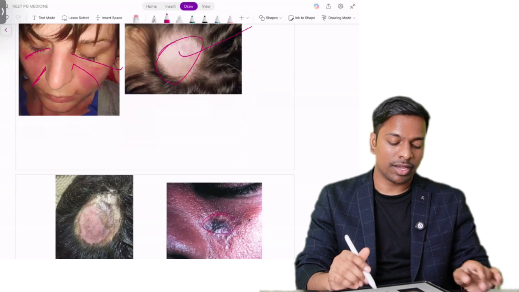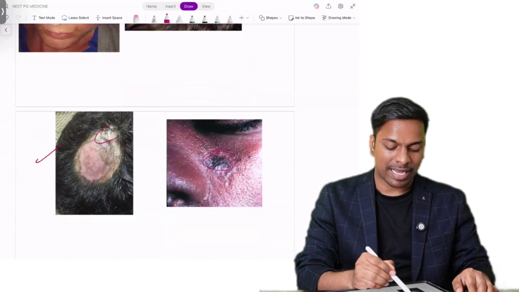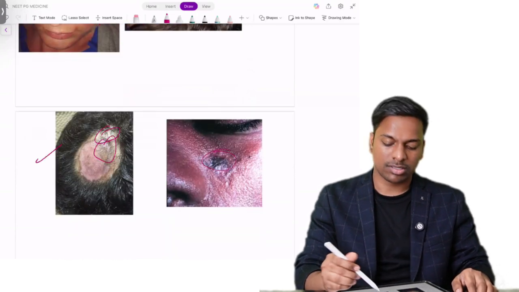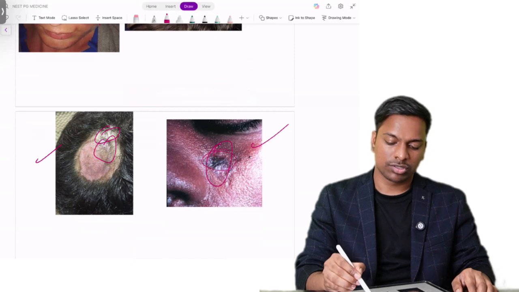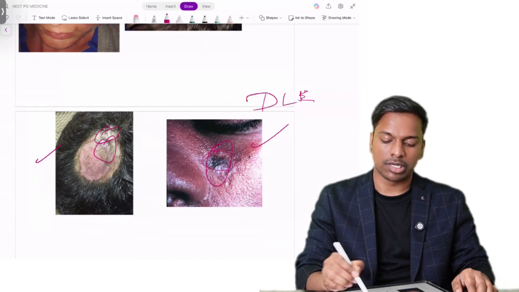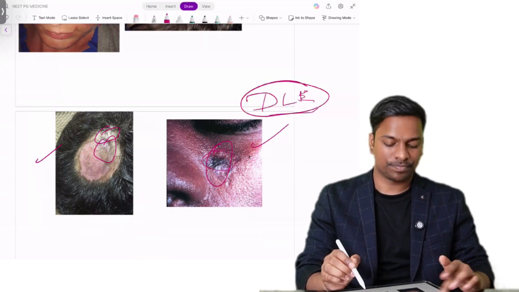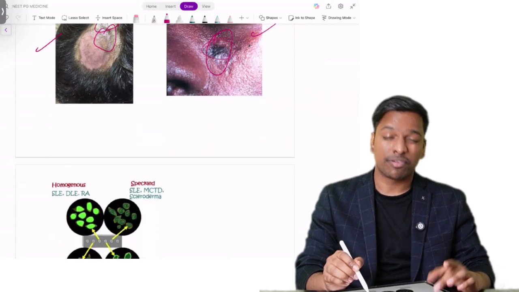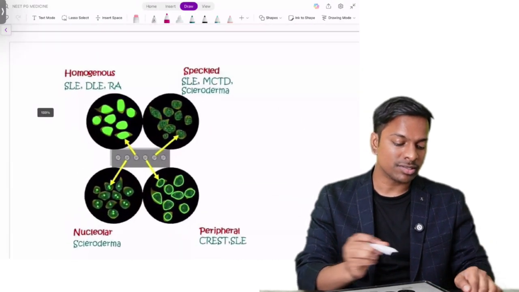Yes. And if the patient has this type of cicatrizing lesion, with a little scarring here also, this is nothing but discoid lupus erythematosus, DLE. Okay, DLE. So these are some immunofluorescence images. I was just explaining this.